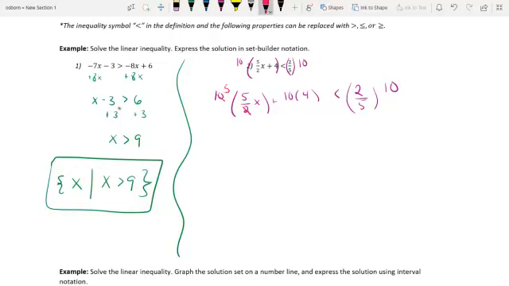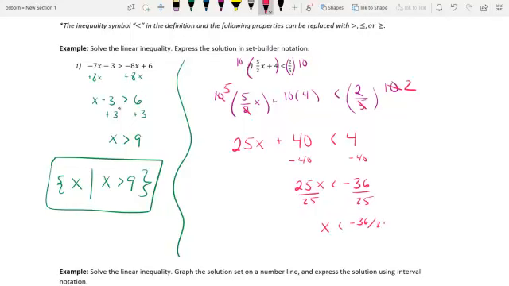So I'm going to simplify to get rid of my fractions right away. 2 goes into 10 5 times, and 5 goes into 10 2 times. So I'm left with 5 times 5x, which gives me 25x, plus 4 times 10, so plus 40, is less than 2 times 2, so it's less than 4. I'm going to subtract 40 from both sides so I can isolate my variable. That gives me 25x is less than negative 36. Then I divide both sides by the coefficient in front of my x, and I get x is less than negative 36 over 25.